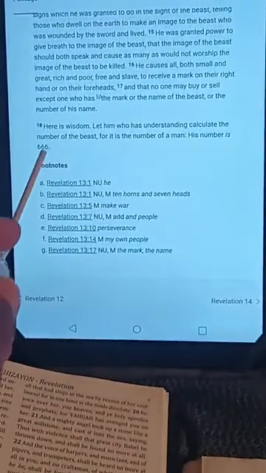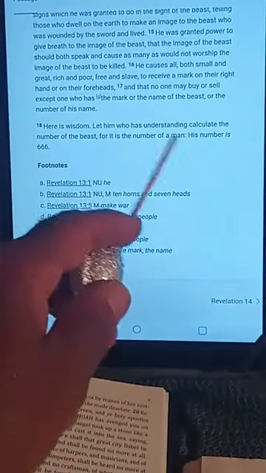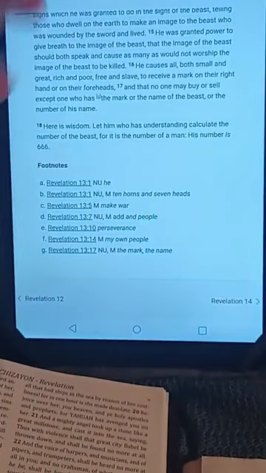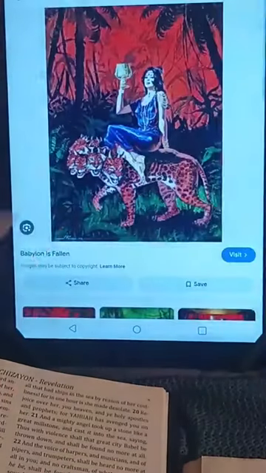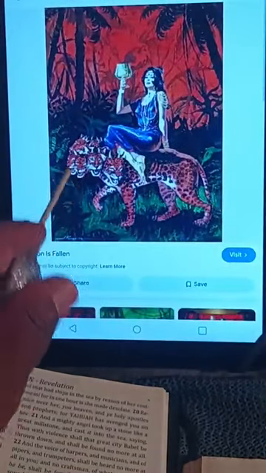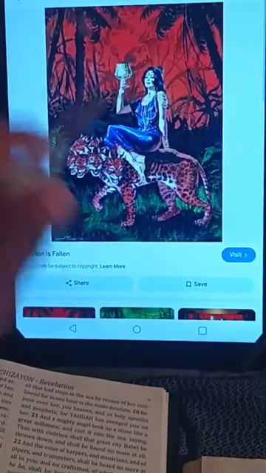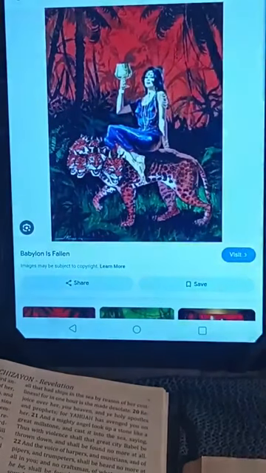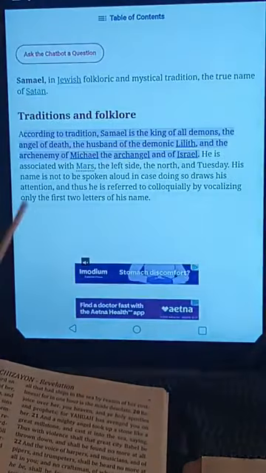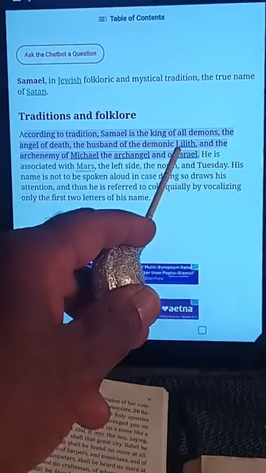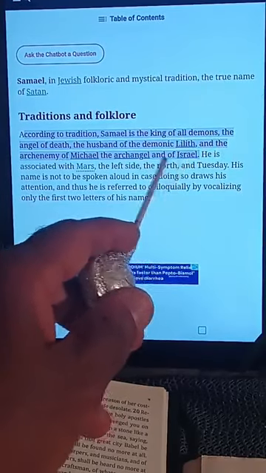Again, the beast's number is 666. It's the number of a man, not a woman. The man, the dad, the father of Satan, not his mother. Now, I showed you that Samael, he's the husband of the demonic Lilith, and he's tied to Yasharel.